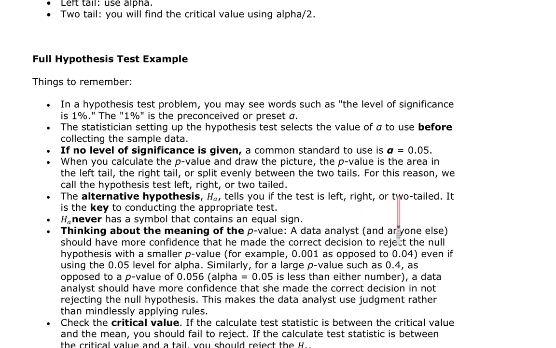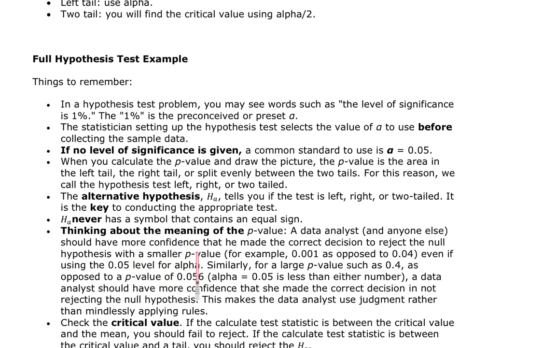Notice how every time I talked about being left or right, I looked at the direction of the inequality on the Ha, not the Ho. The Ha never has a symbol that has the equal symbol. Ha never has equality. Any part of it will never be equality. Ho will have equality of some sort, whether it's equal to, less than or equal to, or greater than or equal to. The Ho is the opposite.